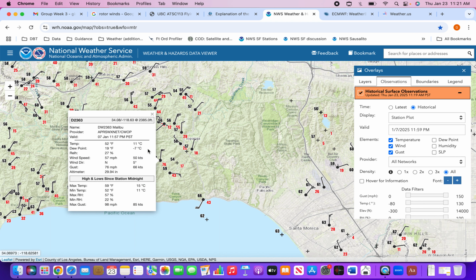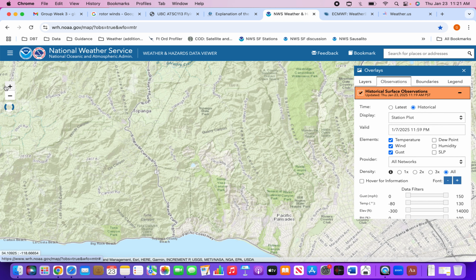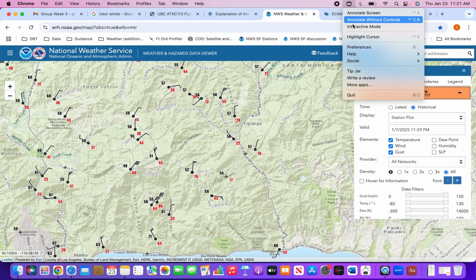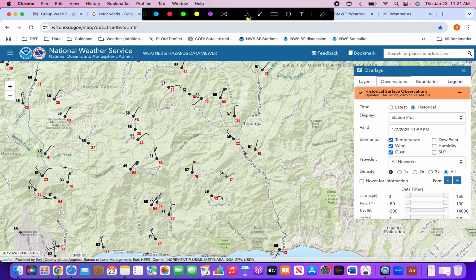This one that really stands out is in the Malibu Hills at about 2,300 feet in elevation, gusting 76 at this moment, but the maximum gust that day was 98, almost 100 miles an hour. And why is that? Because it's right at the mouth of a canyon, as you can see. So I'm going to demonstrate that right here with my highlighter. I want to show here what the wind does when it goes through these canyons. Remember that funneling effect I was just talking about. So it can accelerate greatly.